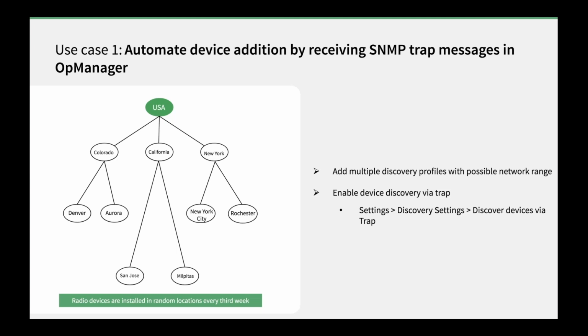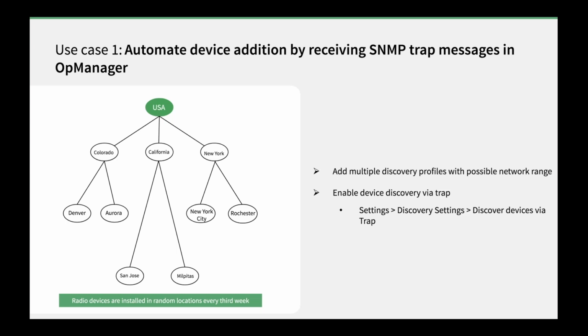So we thought of developing a feature for him, and that is discovering devices by SNMP trap. The simple thing that you need to do is, from the settings, discovery settings, make sure that you enable discover devices via SNMP trap. Once that is done, the only configuration you have to do from your network end is, whenever you install a radio device, make sure that it is configured to send trap messages to OpManager whenever it is installed in any random location.